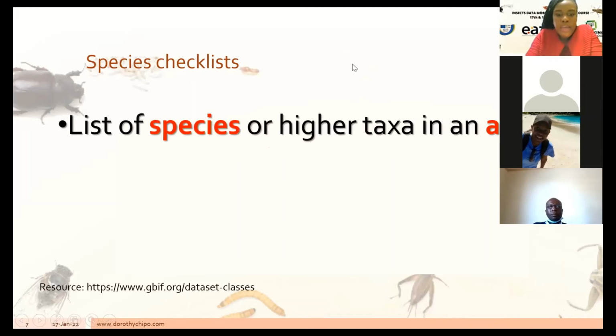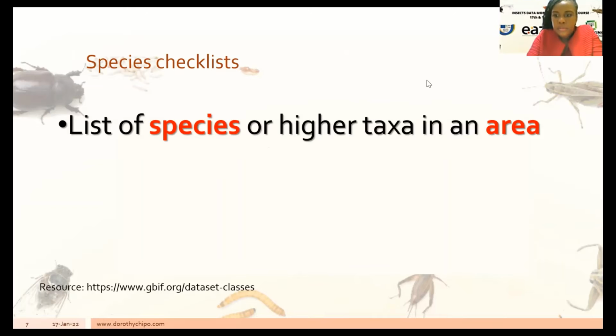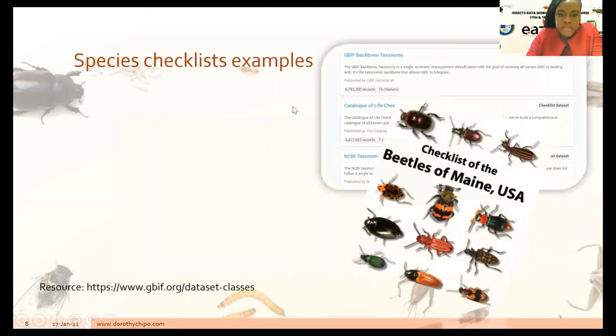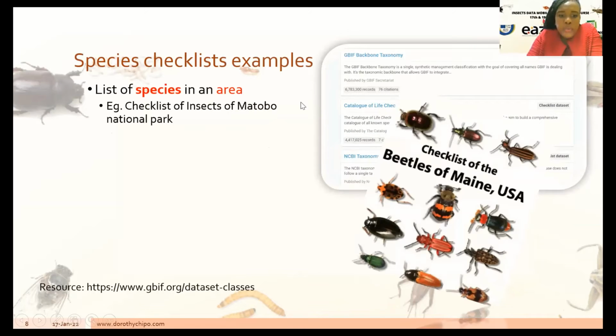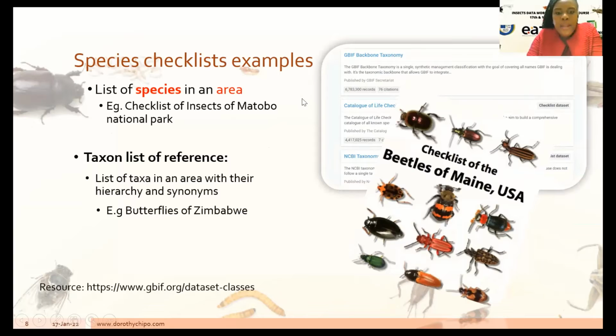Species checklists, most of us have encountered them. They have the species or higher taxa and an area where that species occurs. So those are the two things that you only need on a species checklist. Examples are a checklist of insects of Matopos National Park or of a taxon. I think this applies a lot to people working in parks. You need a lot of checklists. You need to know what species are where.